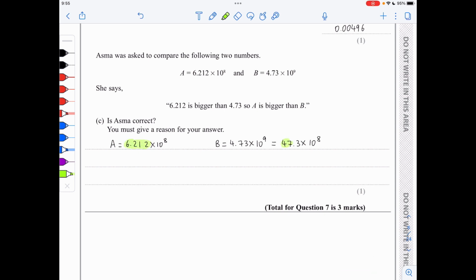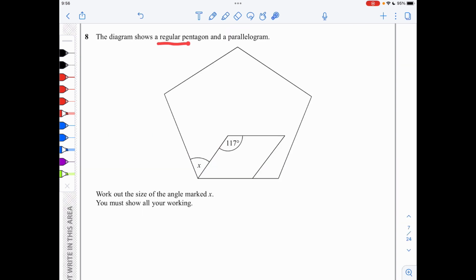So we see that the 47.3 is greater than the 6.212, and therefore B is bigger than A, and Asma is wrong. In 8, we've got a regular pentagon and a parallelogram, and we need to work out the size of the angle x.